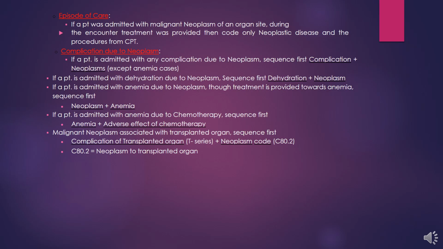Sequence first the complication of the neoplasm, except for anemia cases. If a patient is admitted with dehydration due to a neoplasm, sequence first dehydration, then the neoplasm. If a patient is admitted with anemia due to a neoplasm, though treatment is provided toward the anemia, sequence first the neoplasm, then anemia.